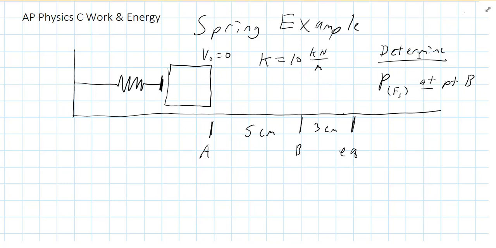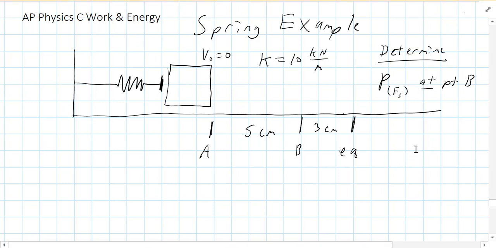And we're going to determine the power being delivered by the spring to the block at point B, when the spring is still compressed 3 centimeters. Again, if you need a moment, go ahead and pause. All right, so how do we do this here?